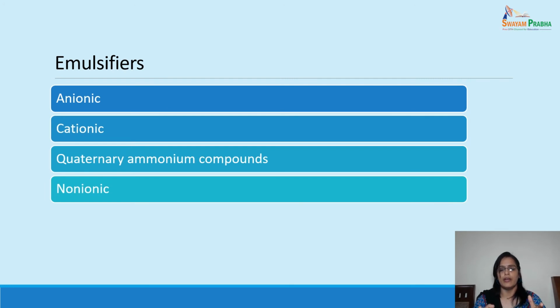So you must remember the examples and classification of emulsifying agents. Anionic: alkyl sulfates, soaps, sulfonates, lactylates, and phosphate esters are a few examples. Cationic: quaternary ammonium compounds. Non-ionic emulsifiers are alkanolamides, polyoxyethylene glycerides, fatty acid esters, sorbitan esters, and sorbitan fatty acid esters.